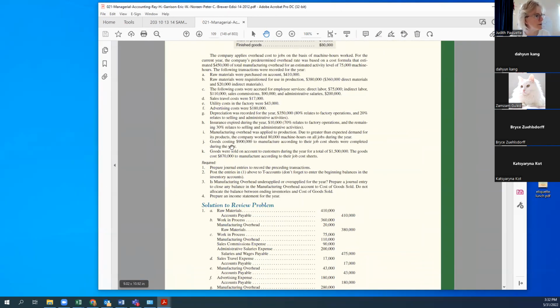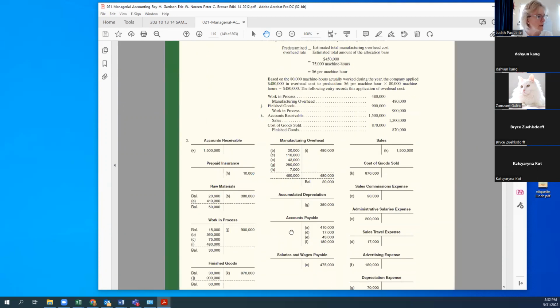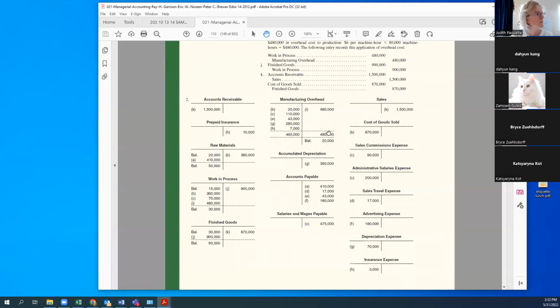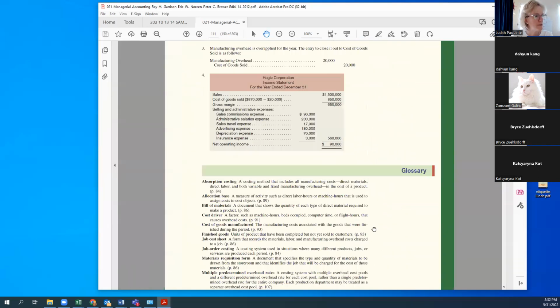Know how to do the journal entries, post to the T accounts, figure out if manufacturing overhead is over-applied or under-applied, and prepare a journal entry to close everything to cost of goods sold. Don't allocate it. So do the easier method. Remember when we have over or under-applied overhead. In this problem, they ended up with a $20,000 credit balance.